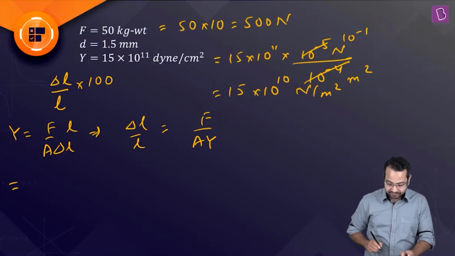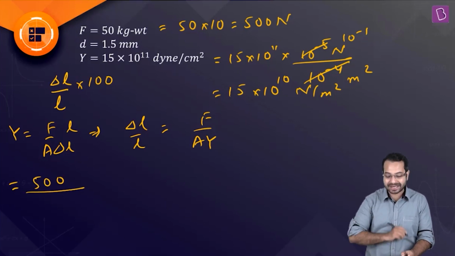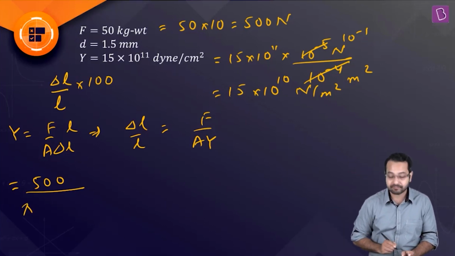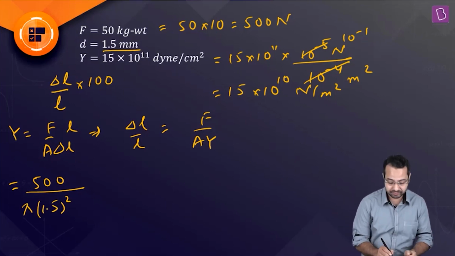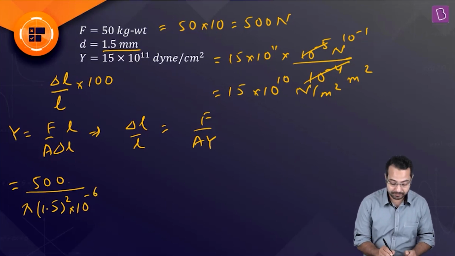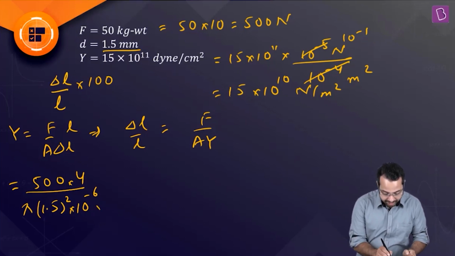Okay, so what is F? F is 500 Newton divided by A. A is going to be pi d square upon 4. So pi into d square. What is d square? 1.5 millimeter square. So multiplying it by 10 to the power minus 6 gives me meter square, and then divided by 4 is going to go up.